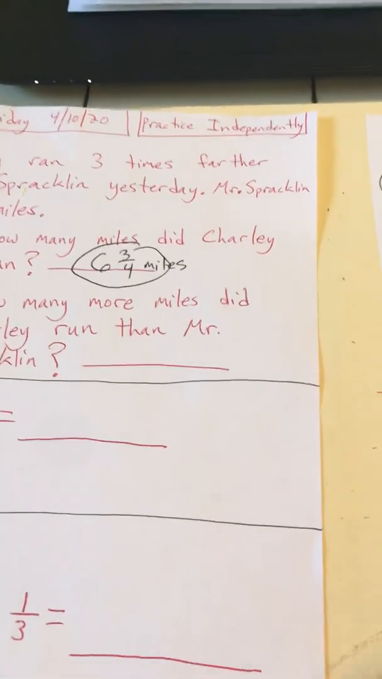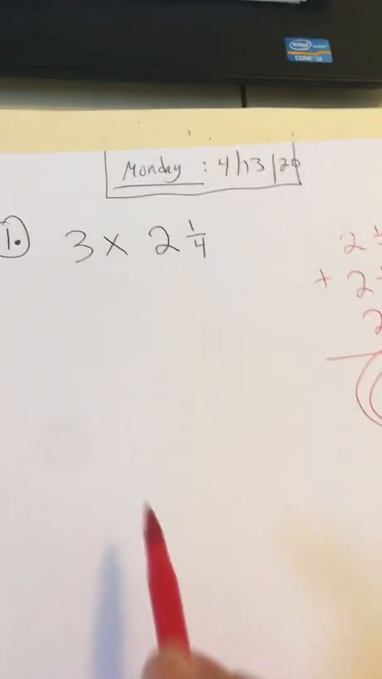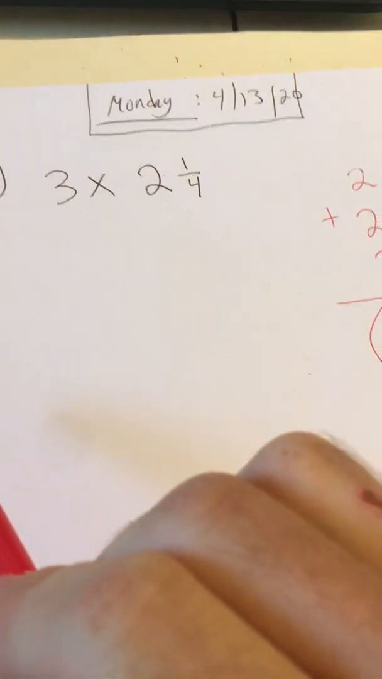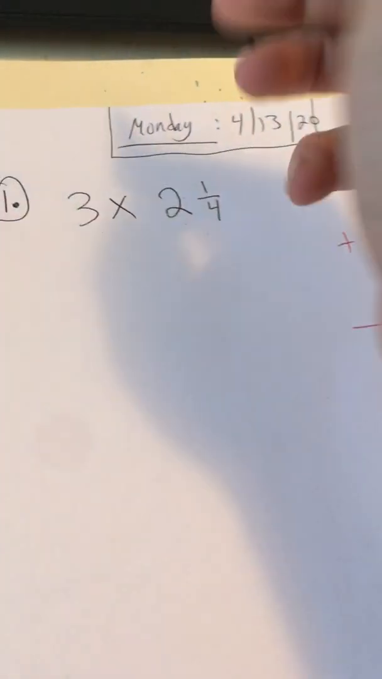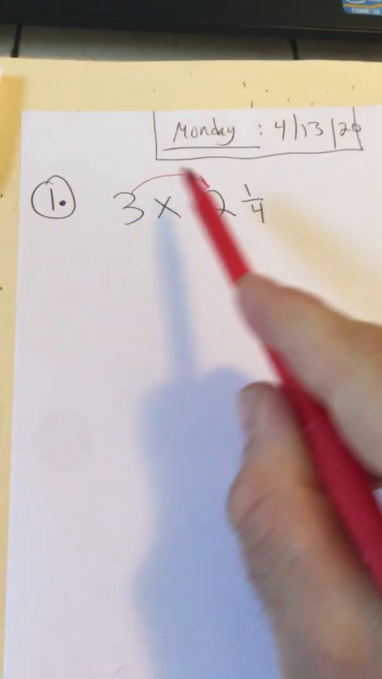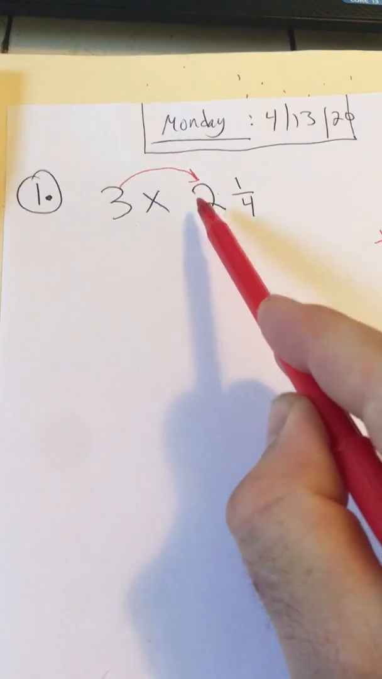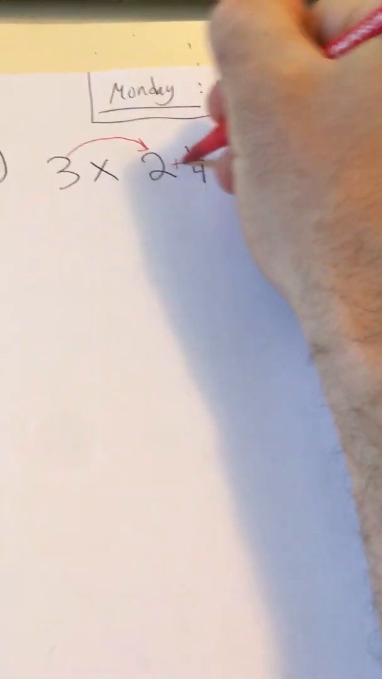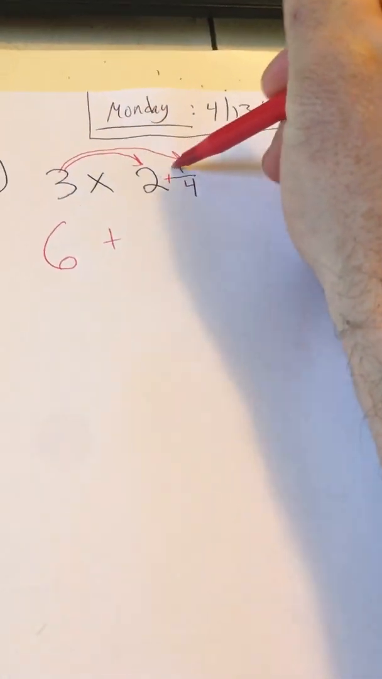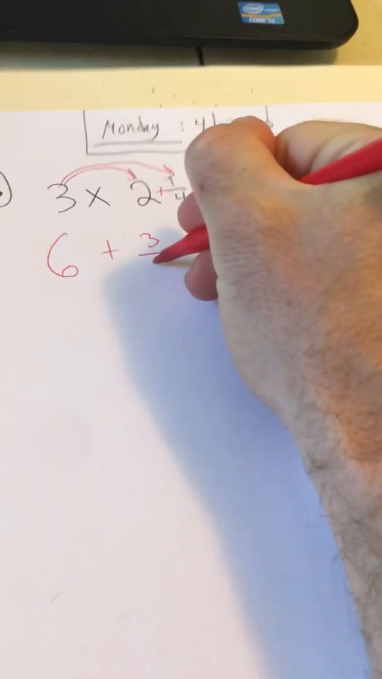Okay? Another way that we could have done that using multiplication. The tricky part is you have to multiply 3 times 2, and then you have to multiply 3 times 1/4. So you can't just do 3 times 2 1/4. You have to actually break this into 2 plus 1/4. So you're going to do 3 times 2 is 6, plus 3 times 1/4 is 3/4.